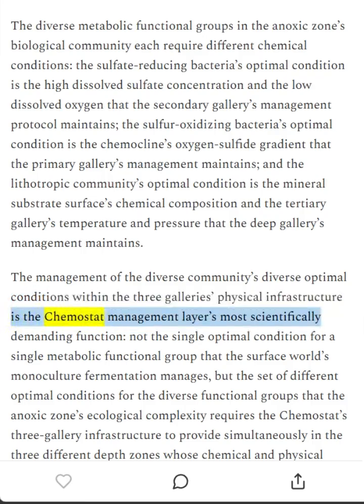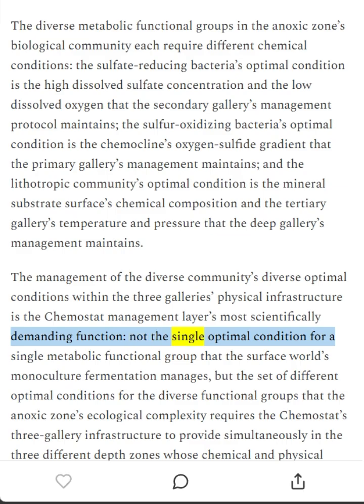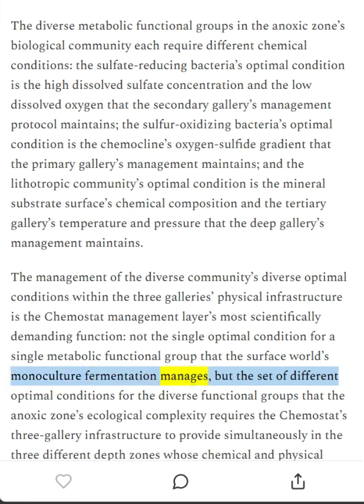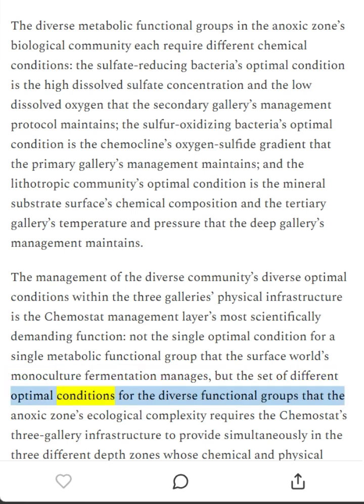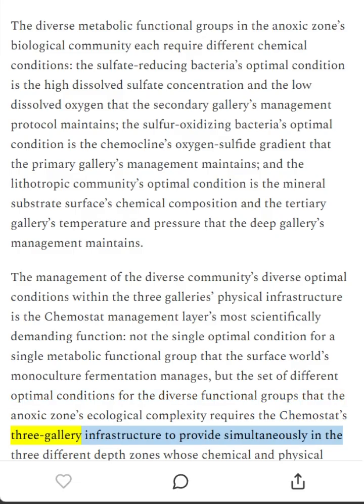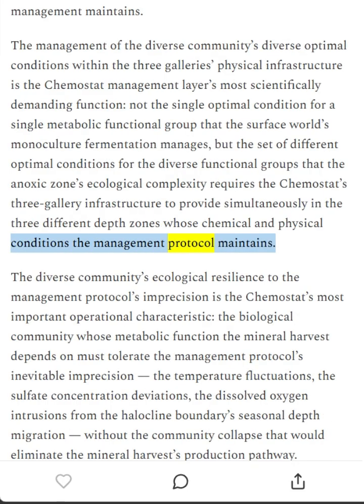The management of the diverse community's diverse optimal conditions within the three galleries' physical infrastructure is the chemostat management layer's most scientifically demanding function, not the single optimal condition for a single metabolic functional group that the surface world's monoculture fermentation manages, but the set of different optimal conditions for the diverse functional groups that the anoxic zone's ecological complexity requires the chemostat's three-gallery infrastructure to provide simultaneously in the three different depth zones whose chemical and physical conditions the management protocol maintains.